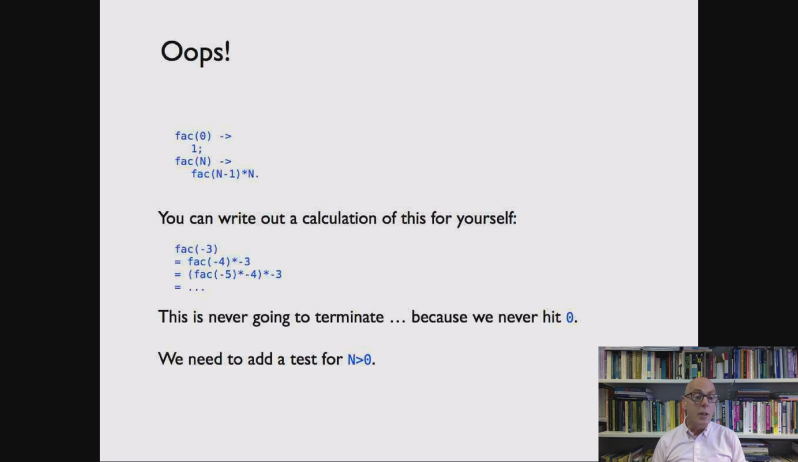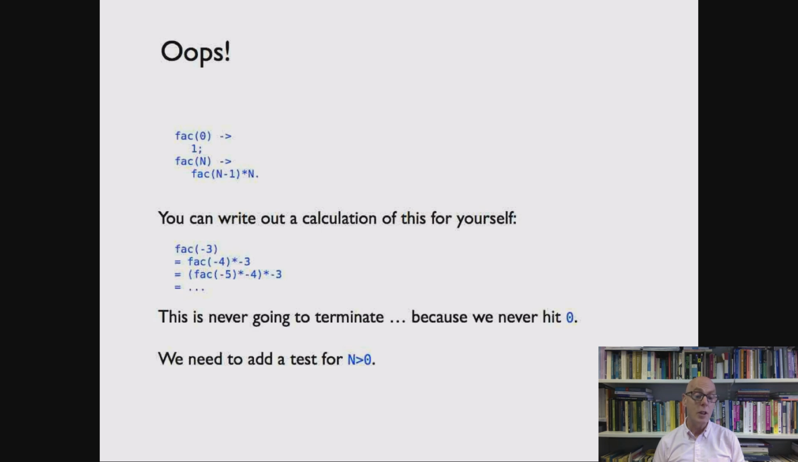Now, we could equally well apply it to a negative number. Factorial of -3 is going to be factorial of -4 times -3, and the factorial of -4 is replaced by factorial of -5 times -4, and so on. Now, sadly, this is never going to terminate. Try it out if you like, because we never hit the base case.